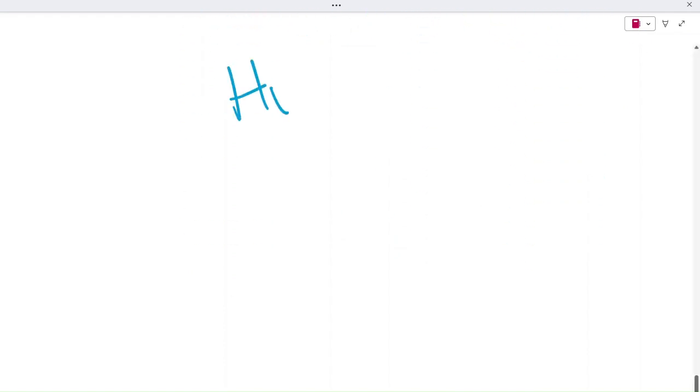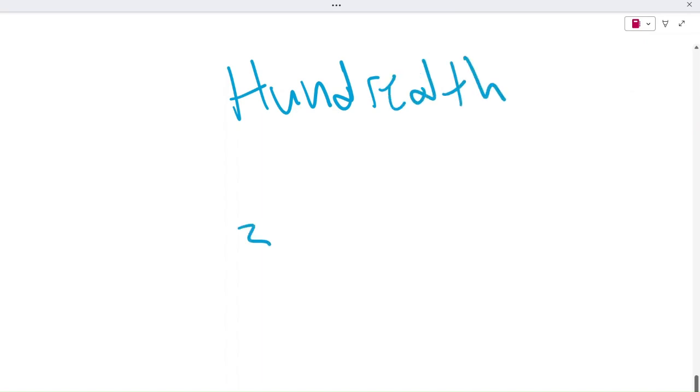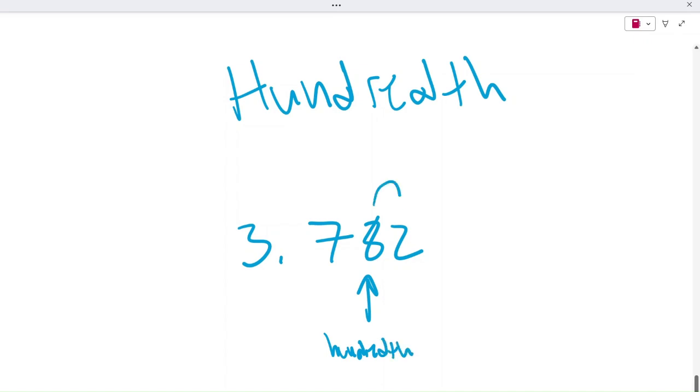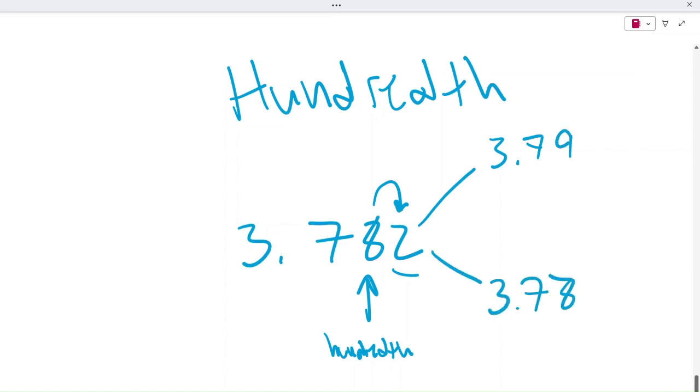Say we round to the nearest 100th now. Say we have 3.782. You know that this spot in the middle is the 100th digit. Same thing as rounding to the 10th, we're going to look at the element to the right. So we look at 2. So we either get 3.79 or we get 3.78. With 2, we know we round down, so we get 3.78.